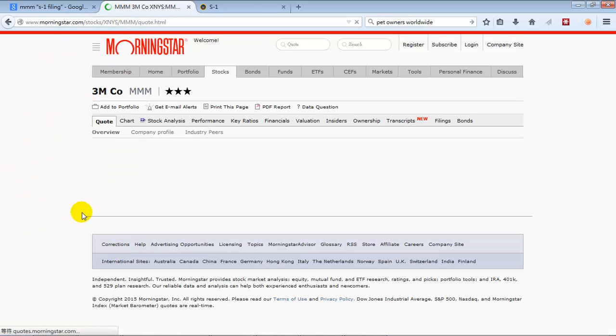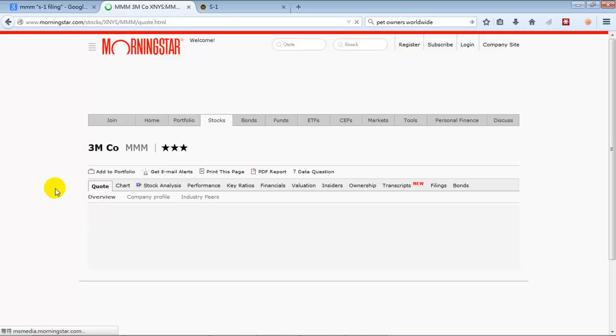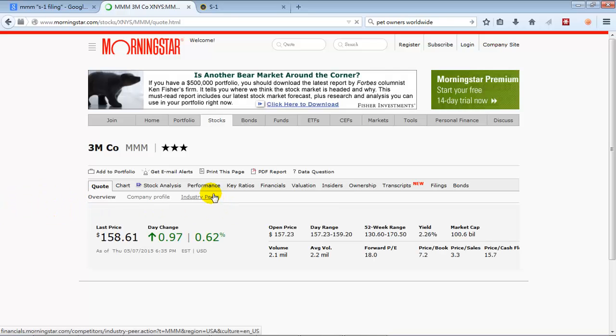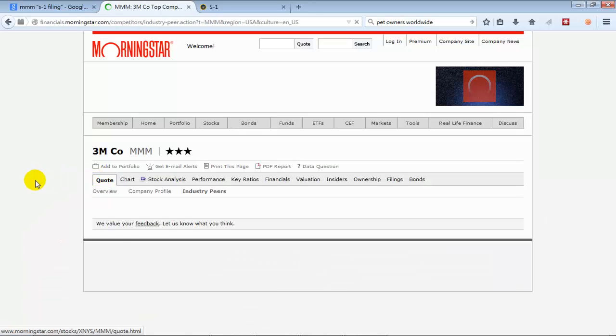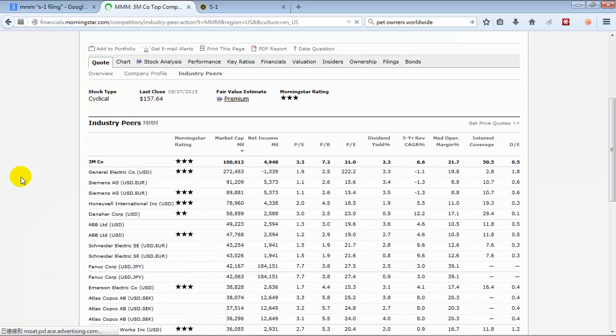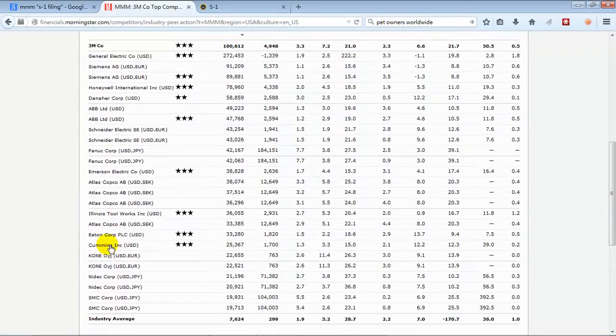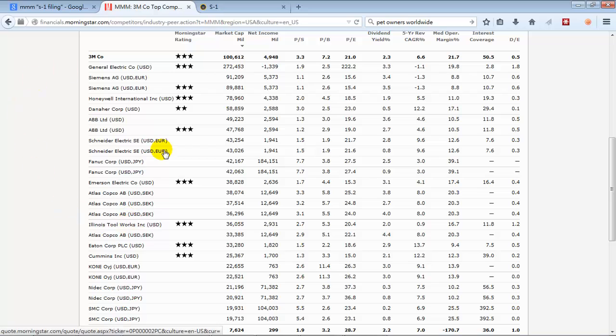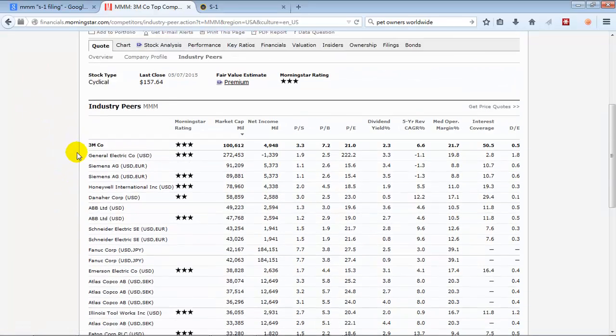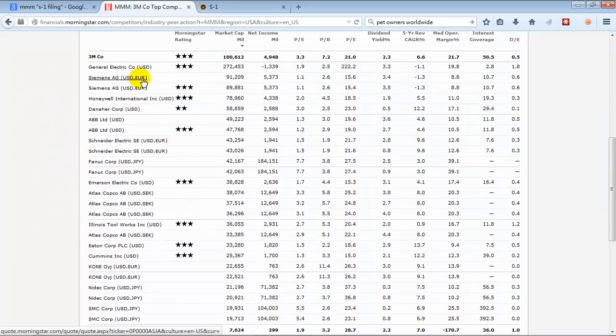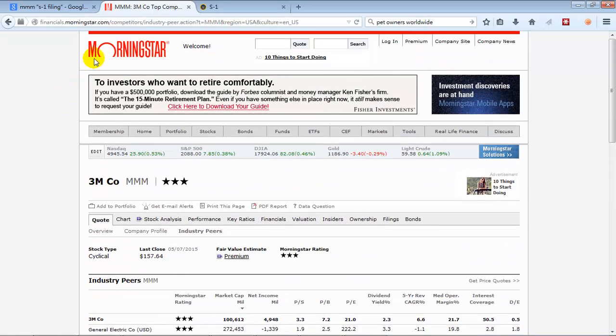After looking at the overview, you've decided it's not your cup of tea. So what you do is you click on industry peers, and you've got a lot of similar stock to look through that might be better than what you're looking at. And they're not always in the same market. So you might find some that are trading in Europe, trading in Japan, for example. Okay? So that's one place, Morningstar.com.